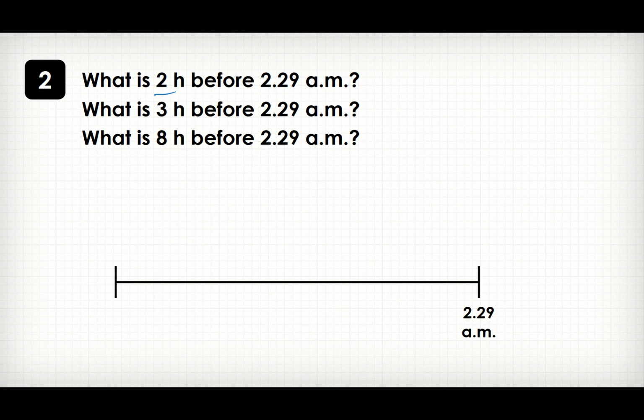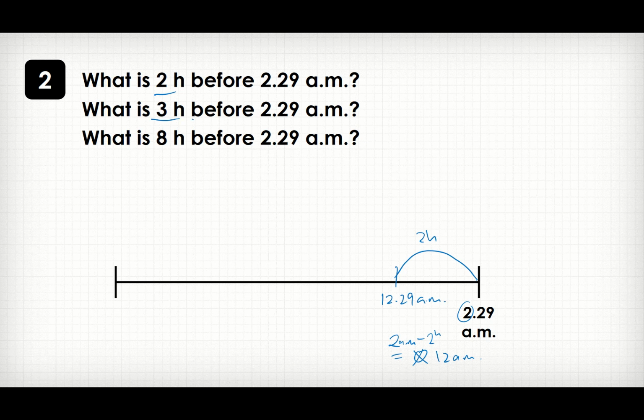What is 2 hours before 2:29 a.m.? I'm going to use my trick again. 2 hours. I see 2 over here. This is 2 a.m. minus 2 hours. That will be 0, but I don't write 0. There's no such thing as 0 a.m., but it's 12 a.m. So here, 12:29 a.m.